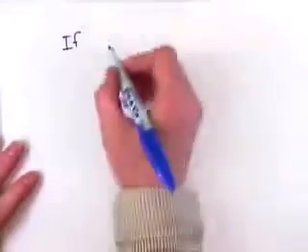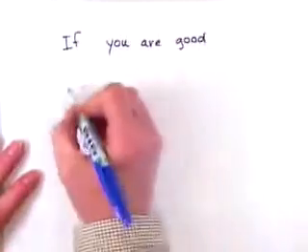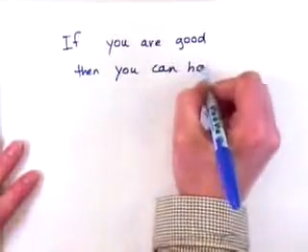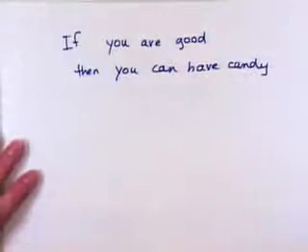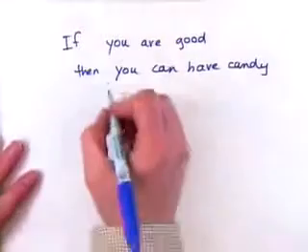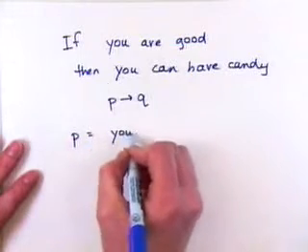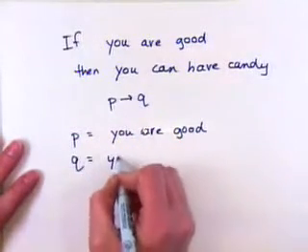So maybe before we make the truth table, let's talk about a statement. Okay? I like to use examples of little kids because all of us were kids and we remember being with our parents. Okay? So let's suppose your mother made you this promise. If you are good, then you can have candy. Okay? So this is a statement, P implies Q.